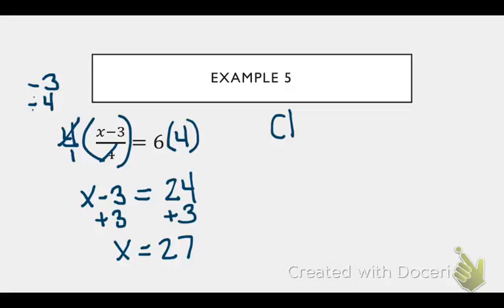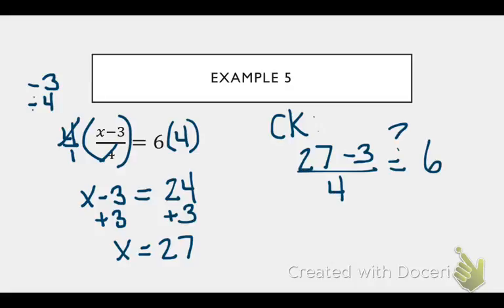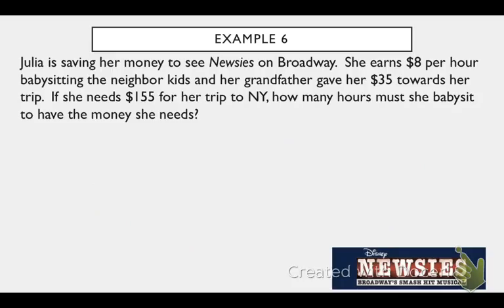To do a check, just to make sure, plug in 27 minus 3 all over 4. Does that equal 6? So 27 minus 3 would be 24 divided by 4 is 6, so I know I'm correct, and I did things in the correct order.